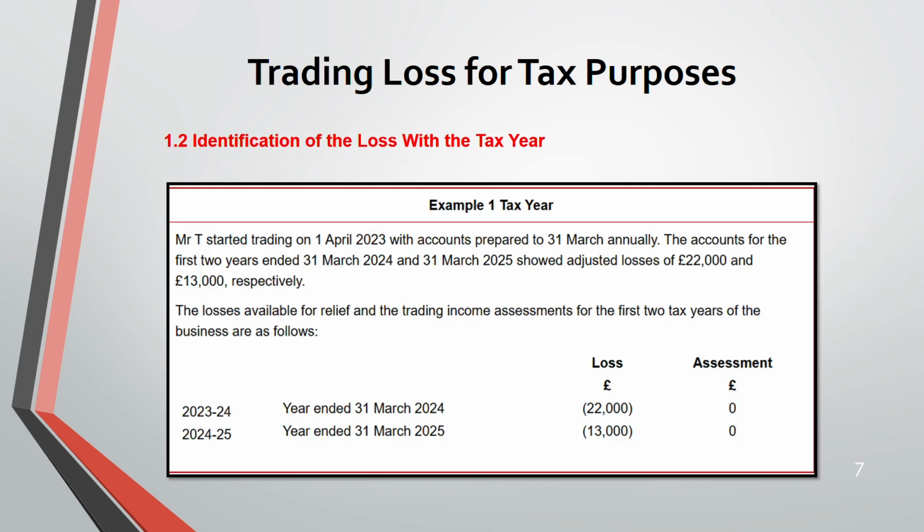So example 1 is about Mr. T, who started trading on 1st April 2023. He's preparing the accounts for 31st March 2024 and 31st March 2025. Now the losses are 22 and 13.